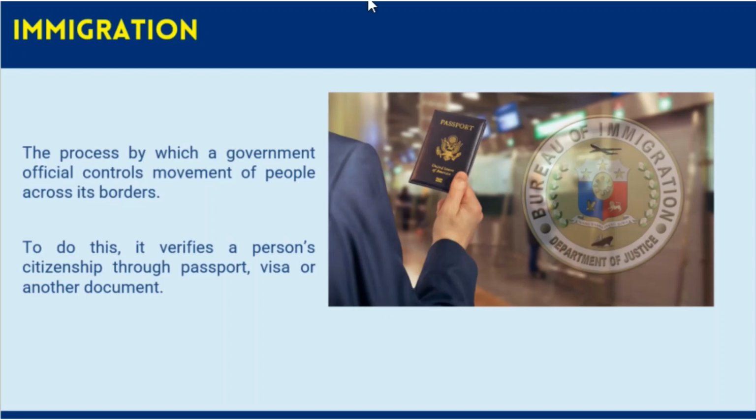So, to do this, it verifies a person's citizenship through passport, visa, or another document. So, it assists local and international law enforcement agencies in securing the tranquility of the state against foreigners whose presence or stay may be deemed a threat to national security, public safety, public morals, and public health, and acts as chief repository of all immigration records pertaining to entry, temporary sojourn, admission, residence, and departure of all foreigners in the country.